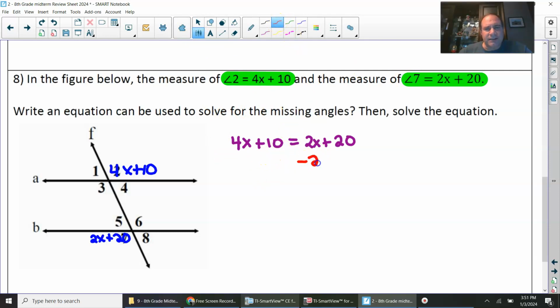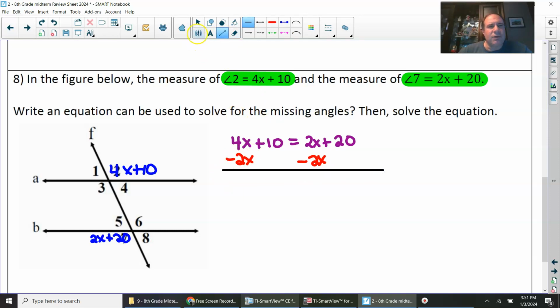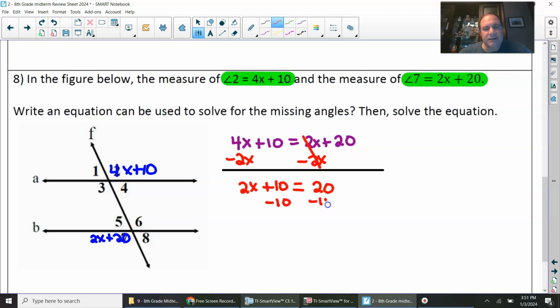Now all you have to do is solve, getting the smaller x over to the larger x. Once that is done, one side would cancel, and then 4x minus 2x is 2x. You bring down the plus 10, bring down the equal sign, bring down the 20. And then you subtract to get everything away from where the x is. This is a two-step equation now. And you have 2x equals 10. You divide by 2, and x equals 5.